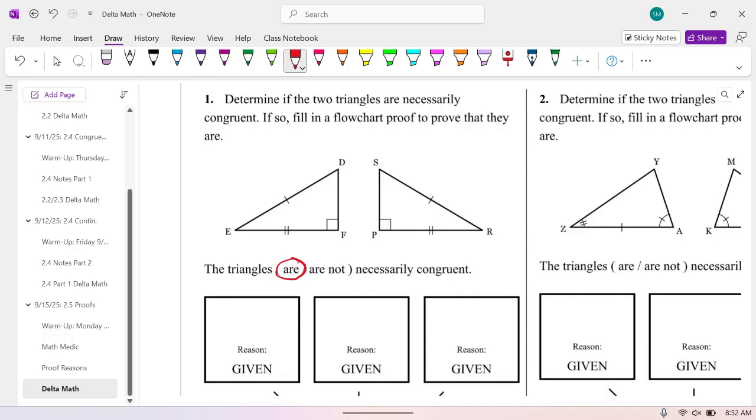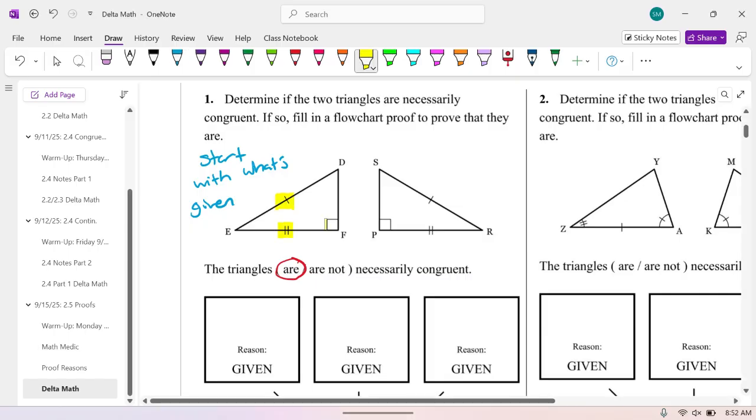Now, whenever you start a proof, you always start with what's given. So you always list what's given. And what's given to us right now is what's already marked. All right, so for each of these givens, I need to basically state what's already marked. Sometimes they flat out say given, or sometimes they just have it marked for you already. So what will be one given statement that I can make based off of what they marked?